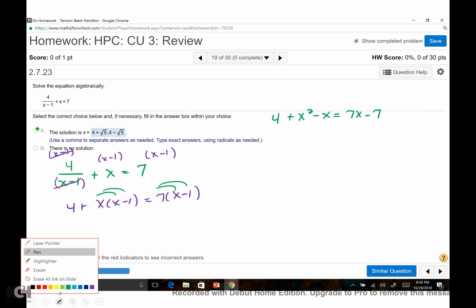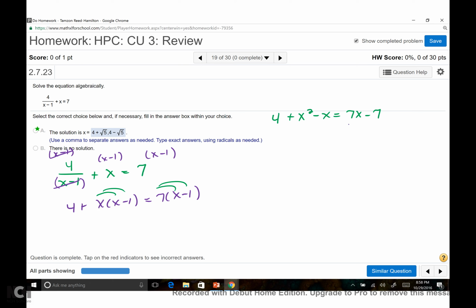It's quadratic, so I need to get everything on the same side, so I'm going to subtract 7x to get rid of it, and I'm going to add 7 to get rid of it. And I'm going to put it in order, so I have x squared minus 8x plus 11 equals 0. And if I tried to factor this, there's no factors of 11 that make 8, so I'm going to have to use the quadratic formula. Negative b plus or minus the square root of b squared minus 4ac all over 2a.